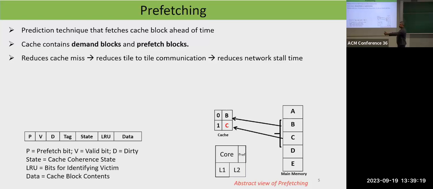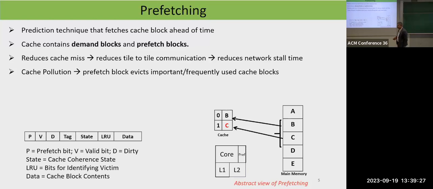If you prefetch with one request, you are getting two replies together. So that will reduce a little bit of your traffic in the NoC, so overall network stall time would be reduced. Now what is called cache pollution? Look at this case: I am going to put your C, which is a prefetch block. Now C has replaced something, let's say D. Now immediately, whatever you have thrown out, if that is being required, this prefetched block actually polluted my cache.